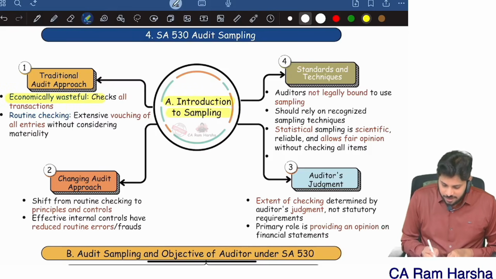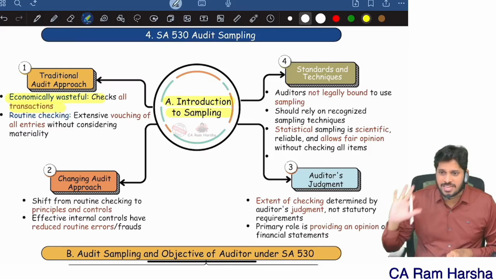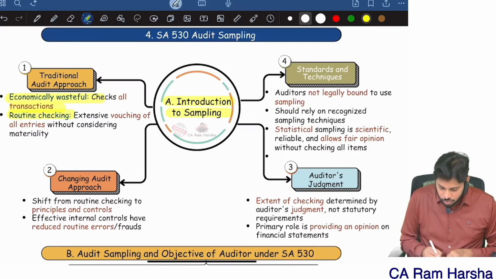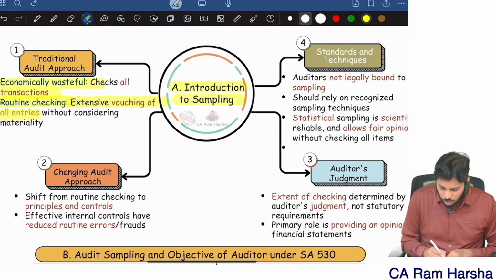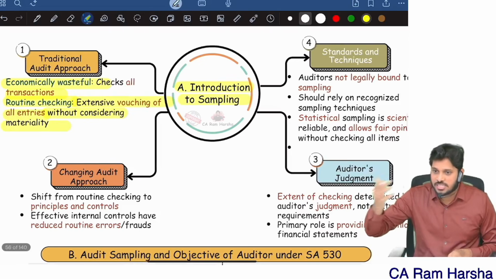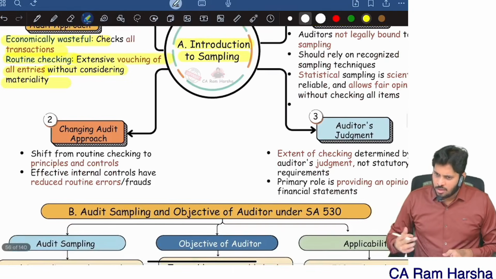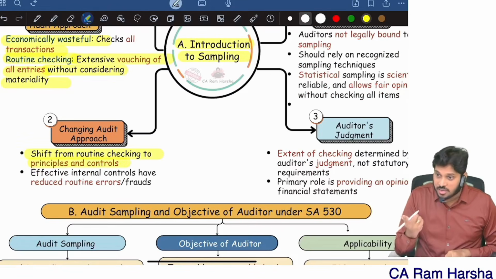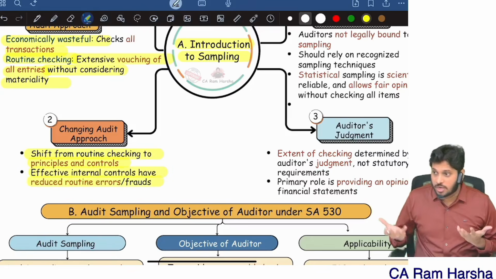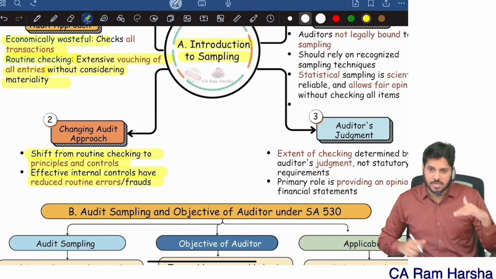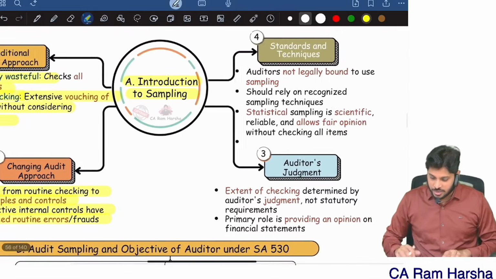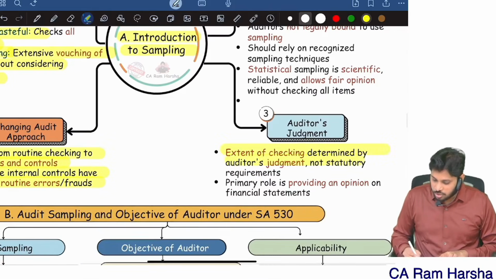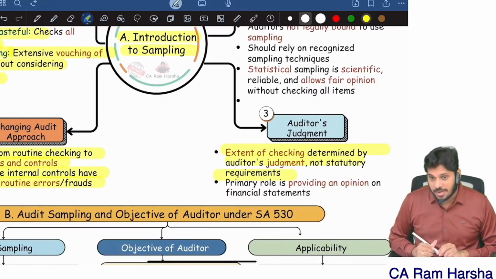Earlier, we used to check all the transactions, which is economically wasteful. Then came routine checking. Routine checking means extensive vouching of all the entries without considering the concept of materiality. As time passed, there was a change from routine checking to checking of internal controls, principles and processes. Effective internal controls have reduced frauds and errors. In many companies, controls are implemented so strongly that frauds and errors have been reduced. Therefore, the auditor now decides the extent of checking, determined by the auditor's judgment.